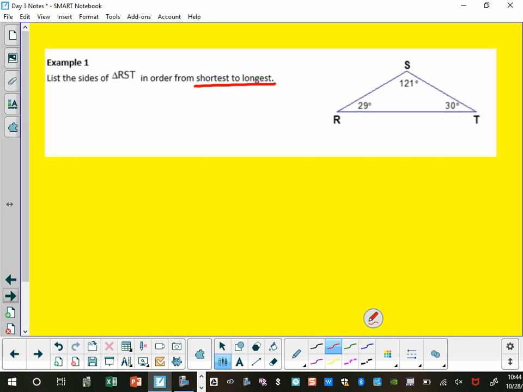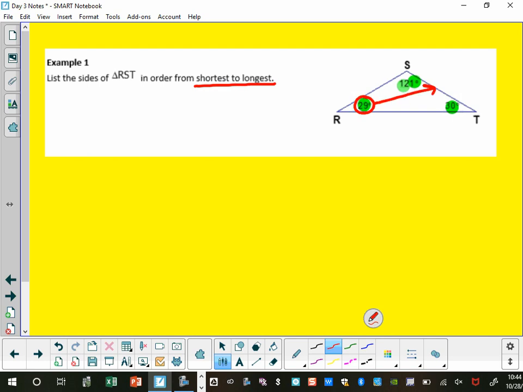Alright, so in order to list the sides, I need to look at my angles. I have 29 degrees, 121 degrees, and 30 degrees. What is my biggest angle? Sorry, my smallest angle. We're going shortest to longest. Well, my smallest angle is the 29, right? So what side is the shortest?